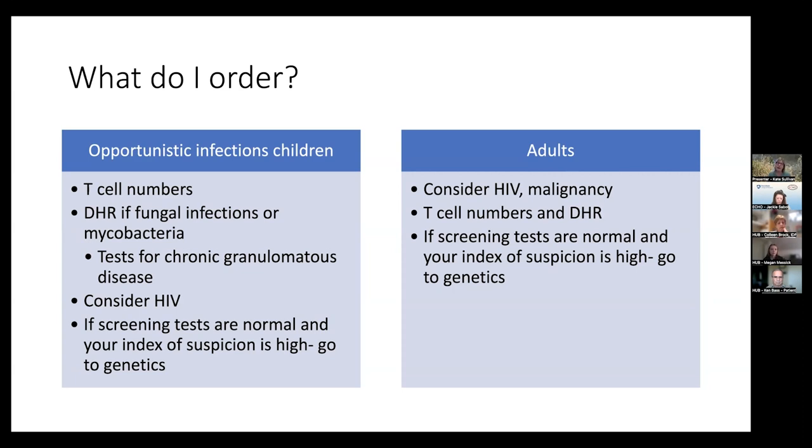If your screening tests are normal, remember in that immune dysregulation group, there are folks who have normal screening labs, and then you have to go to genetics. So if your suspicion is high and your screening labs are normal, don't be afraid to go to genetics.